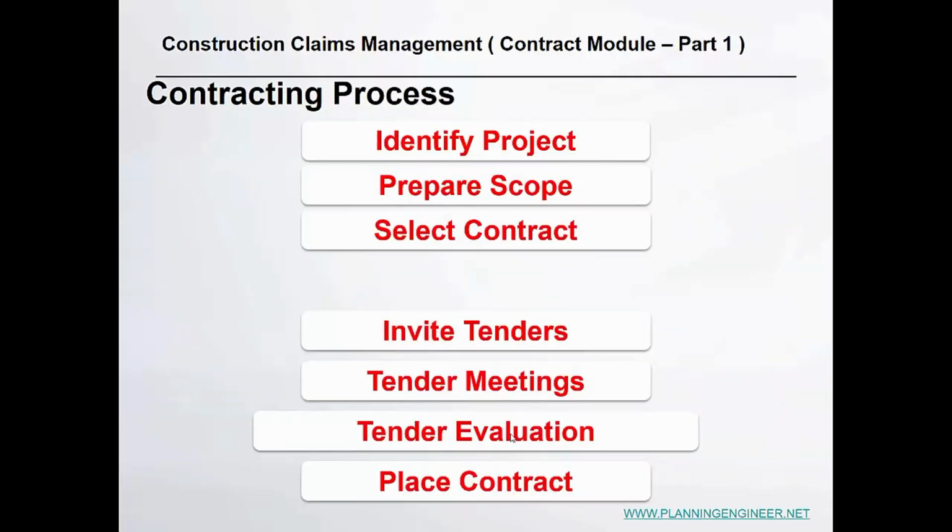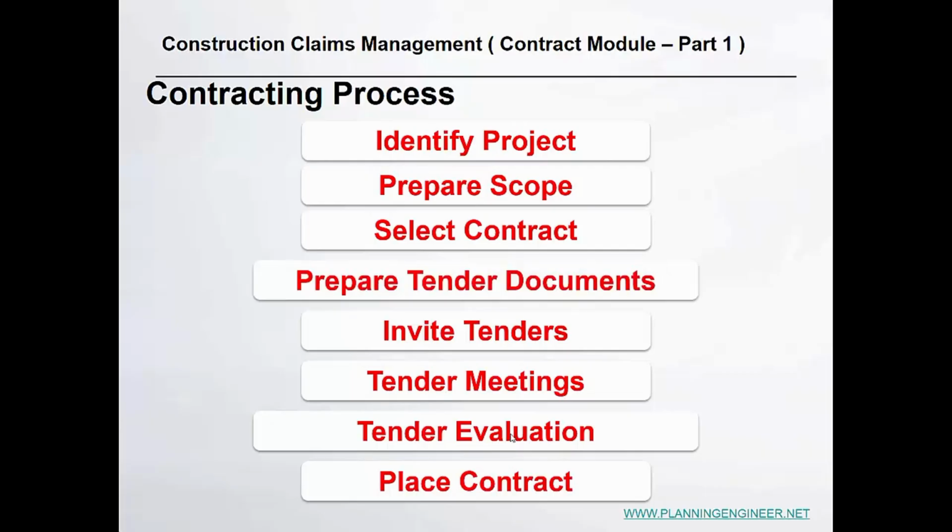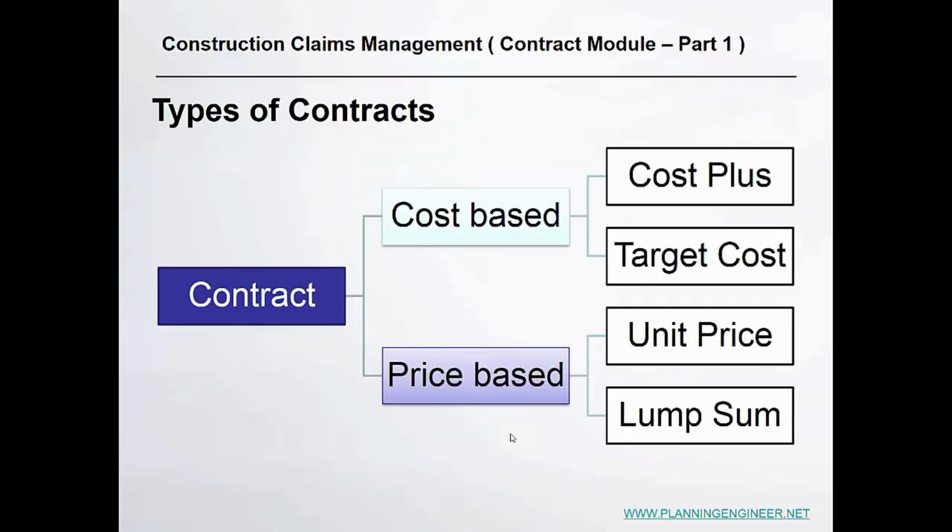Contracting process. Any contract passes through different stages, from identifying the project, preparing scope, selecting the contract, then inviting tenders, tender meetings, tender evaluation, then placing the contract. And the contractor should prepare the tender document. So all the above except preparing the tender document is from the client, and only preparing the tender document is from the contractor.